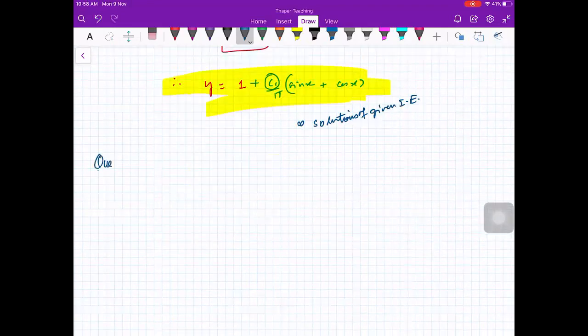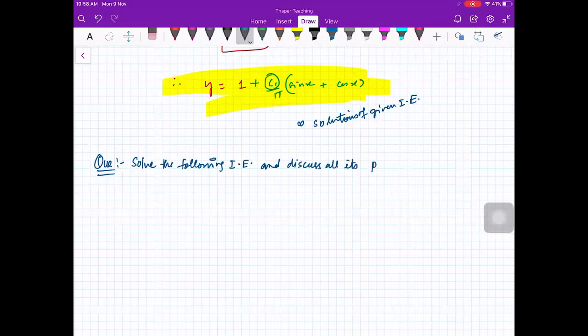Question is, can you try everybody? Please, I'll give you 5 minutes so that I can see whether you are understanding. Solve the following integral equation and discuss all its possible cases. So you have y of x is equal to f of x plus lambda integral 0 to 1 of (1 minus 3xt) y of t dt.